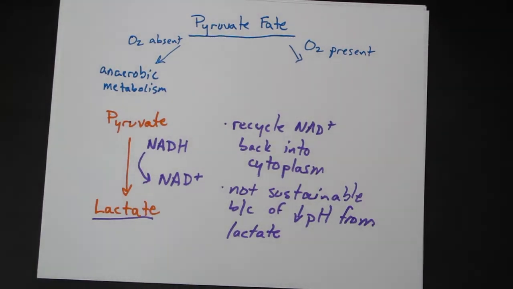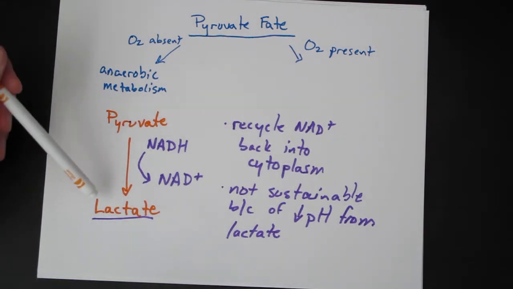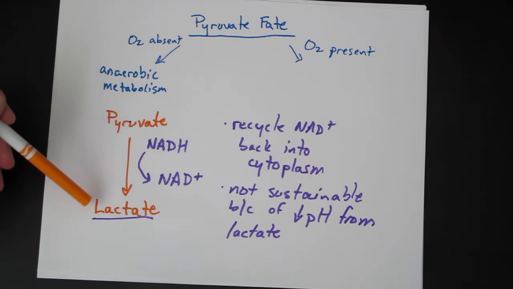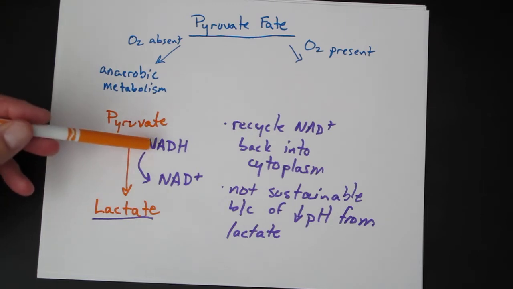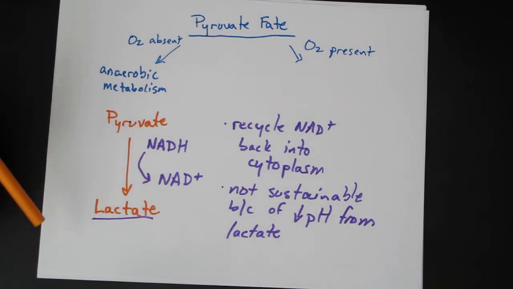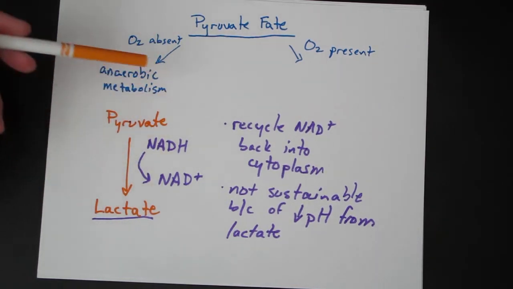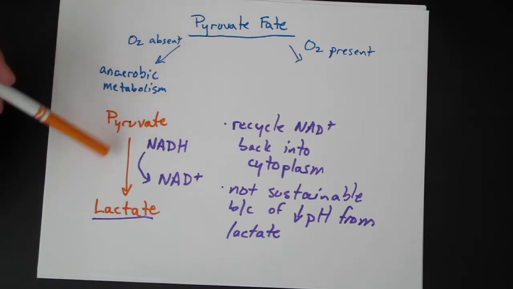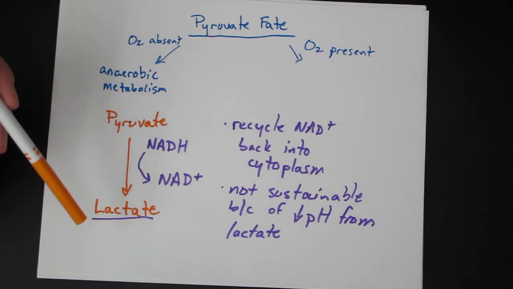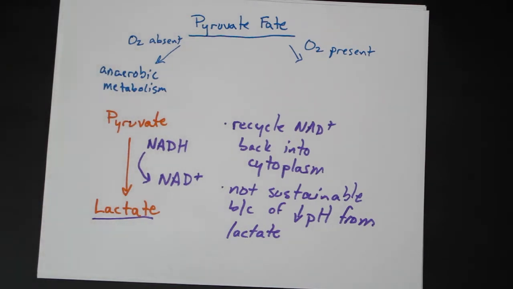All right, so if oxygen is absent, what we have is pyruvate getting converted to lactate in order to recycle the NAD+ back into the cytoplasm. That way we don't run out. That way, theoretically, we could continue the process of anaerobic glycolysis until lactic acid builds up to such a point where the process is shut down. All right? This isn't sustainable.